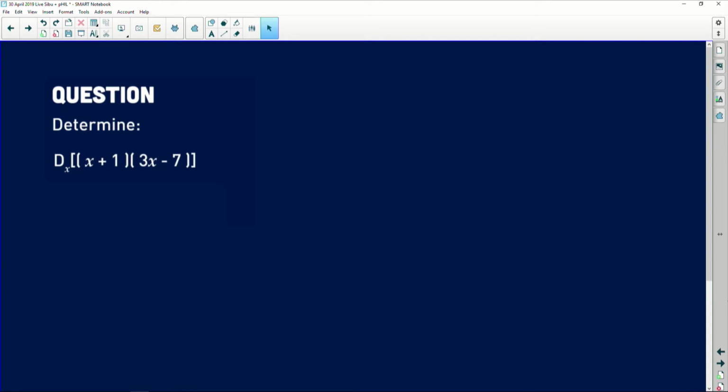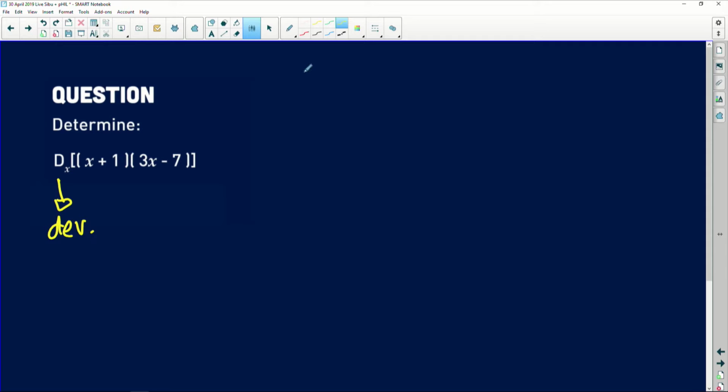It says, determine d of x, right? That simply means we're asking you to work out the derivative. So we actually want you to find the derivative. You've got to differentiate here, of the function (x plus 1) into (3x minus 7).